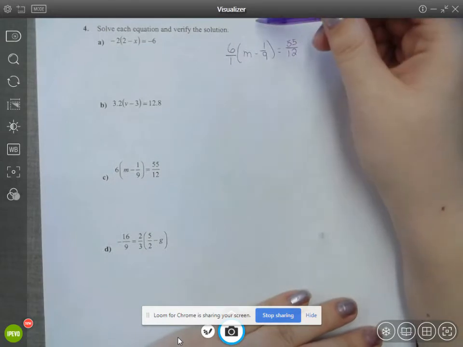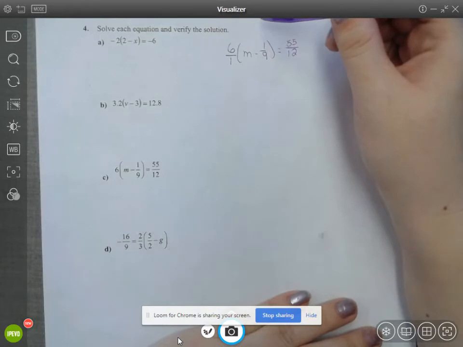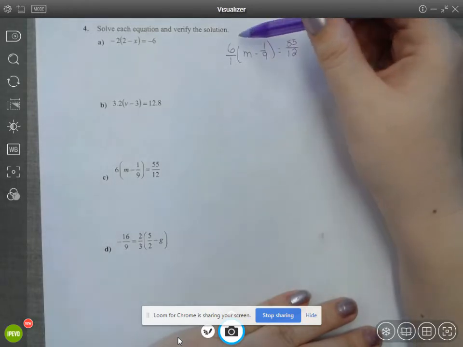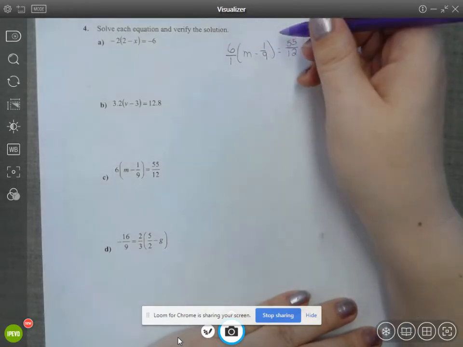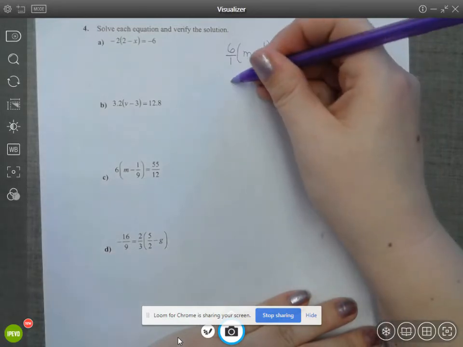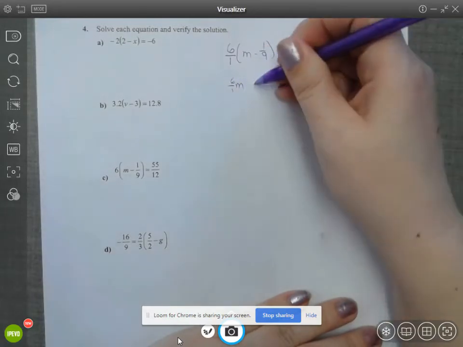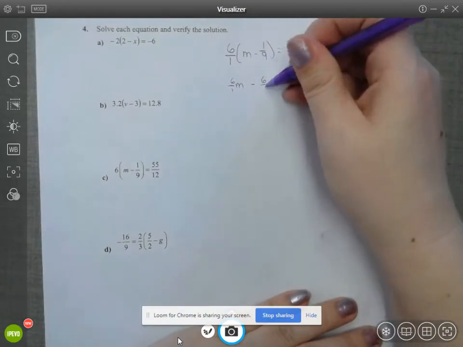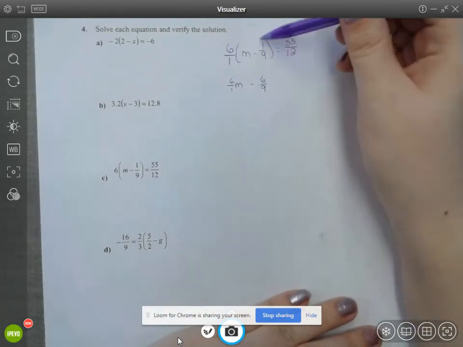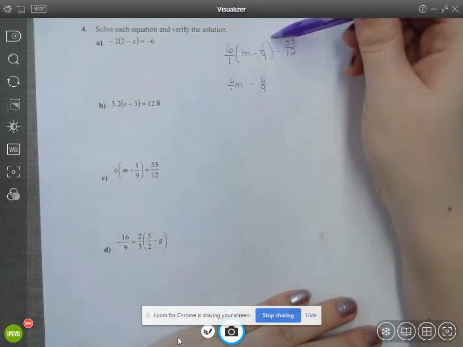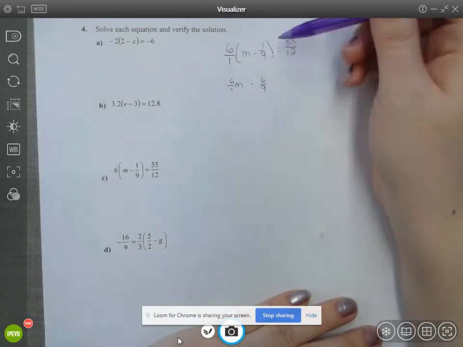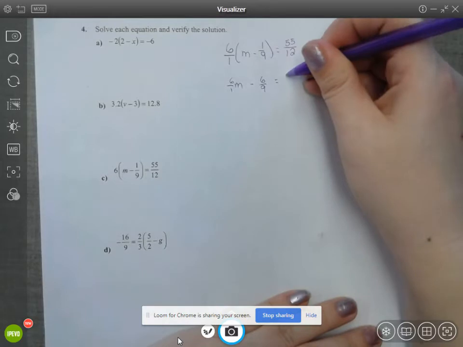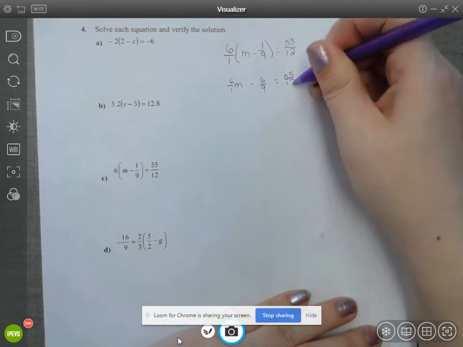So because it is distributive property, I need to multiply everything on the outside of the brackets by everything that is inside of the brackets. So this first one is simply going to become 6 out of 1m, and 6 times 1 is 6, and 1 times 9 is 9, because when we multiply fractions, remember that it is numerator times numerator, denominator times denominator. And that's still going to equal 55/12.